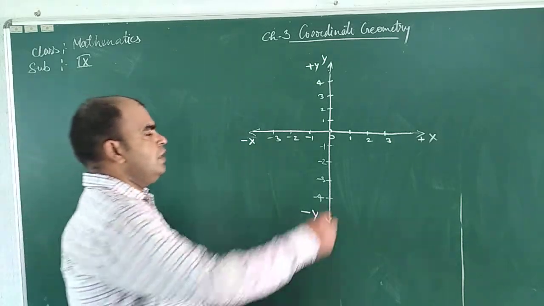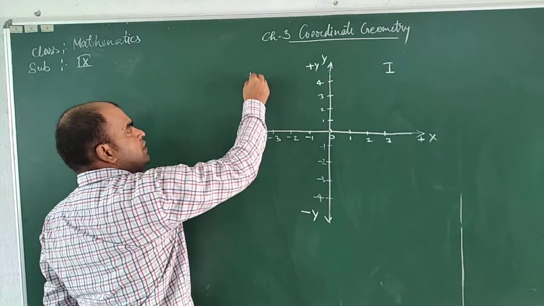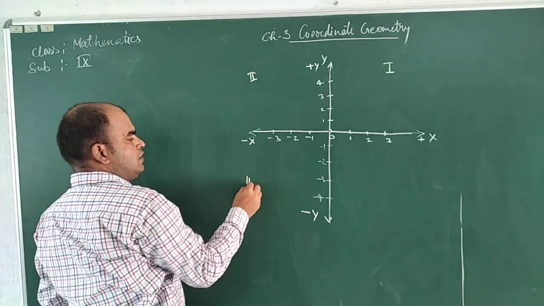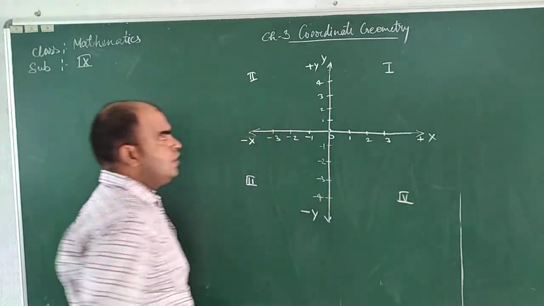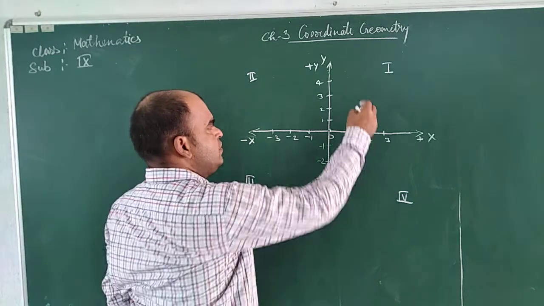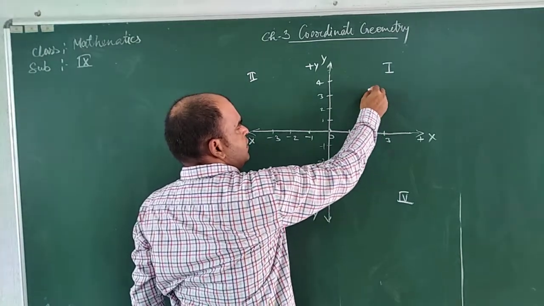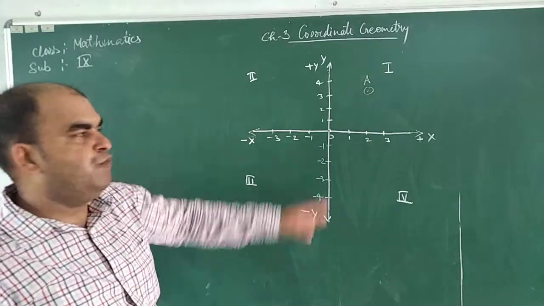In this way, the plane is divided into 4 parts. This is known as the first quadrant, this is the second quadrant, this is the third quadrant, and this is the fourth quadrant. To represent the position of any point, suppose we have one point given, like this point A, and we want to find the position of point A.